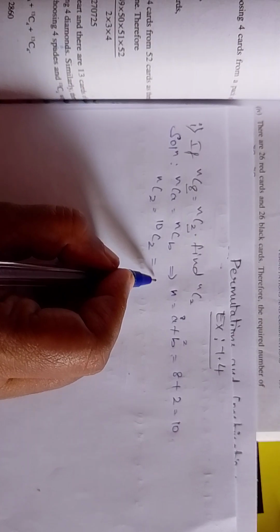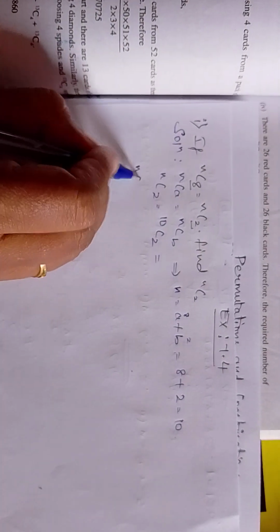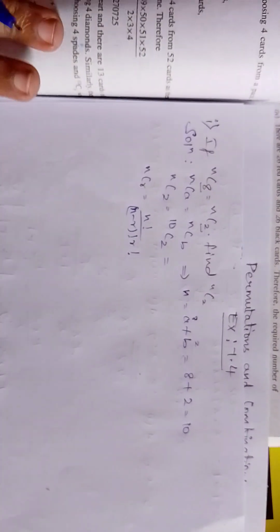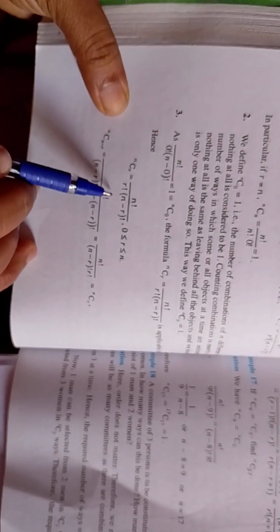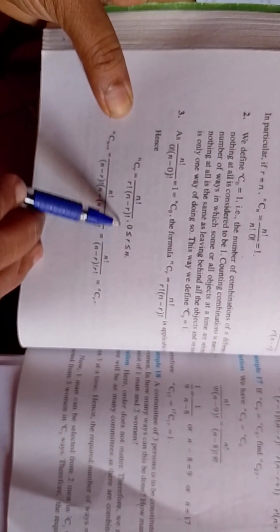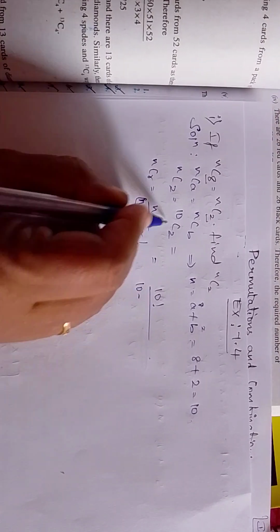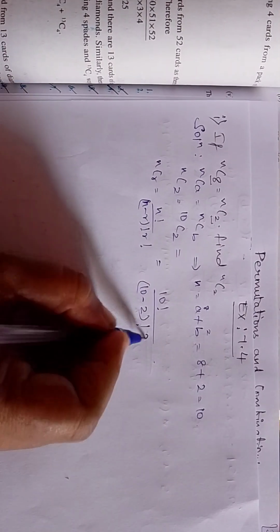So which is nothing but, we are going to write it in factorial notation. As we know, nCr is equal to n factorial by n minus r factorial into r factorial, where r lies between 0 and n. So we are going to use this. So instead of n factorial, it is 10 factorial by 10 minus r, r is our 2, factorial into 2 factorial, which is nothing but 10 factorial by 8 factorial into 2 factorial.